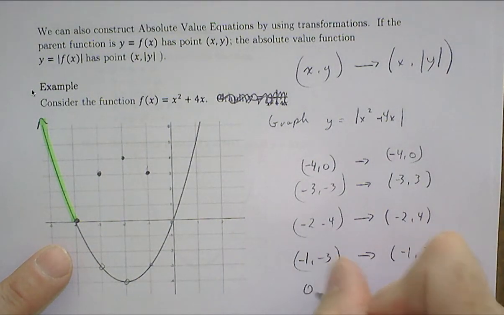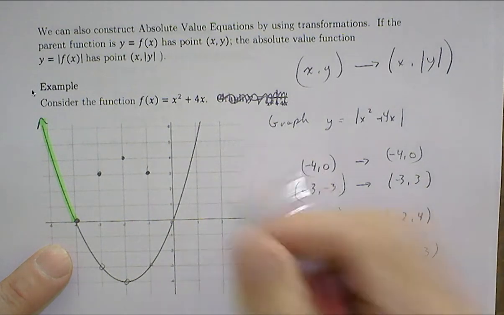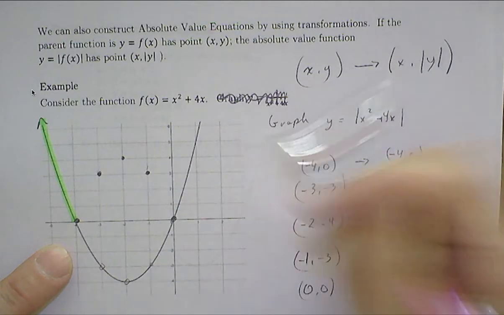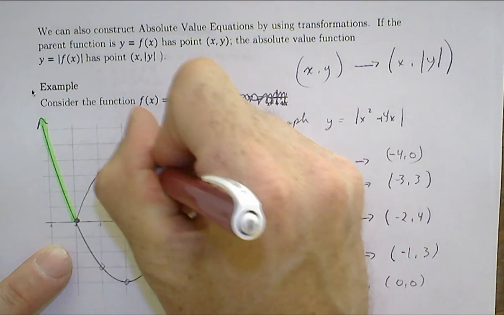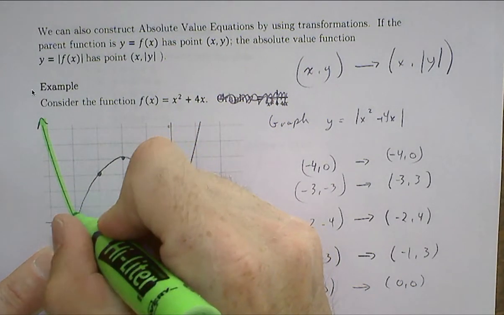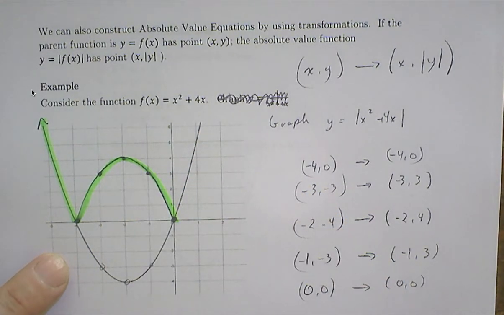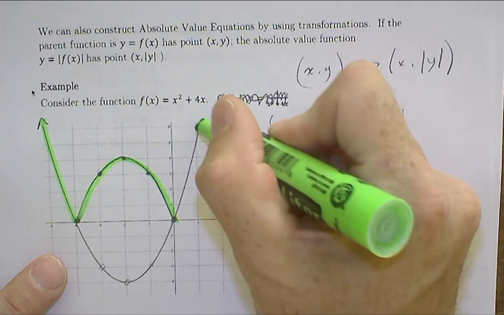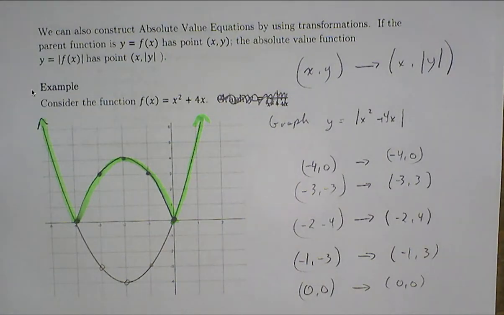Similarly, 0, 0 will remain at 0, 0. So my graph now is this. My right arm remains the same since my function is positive.